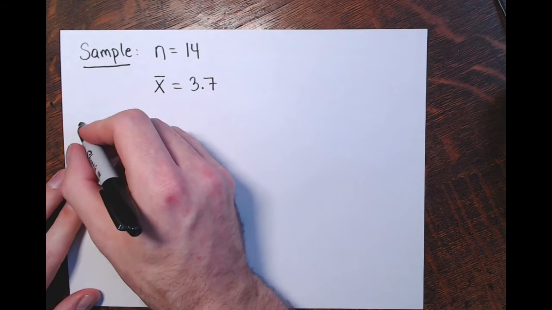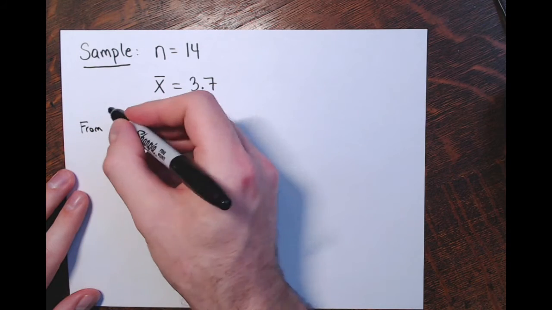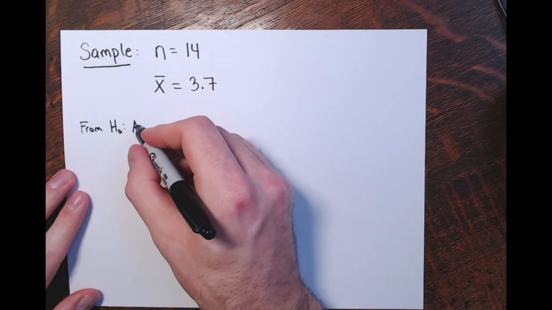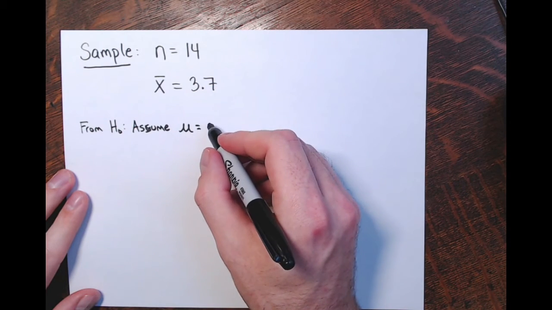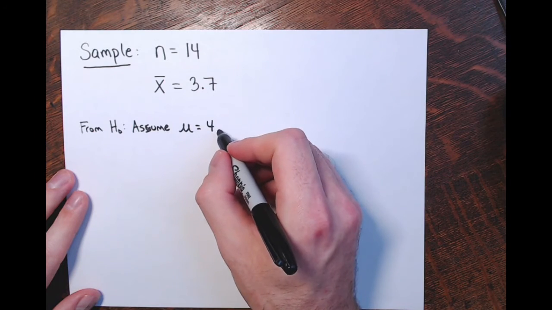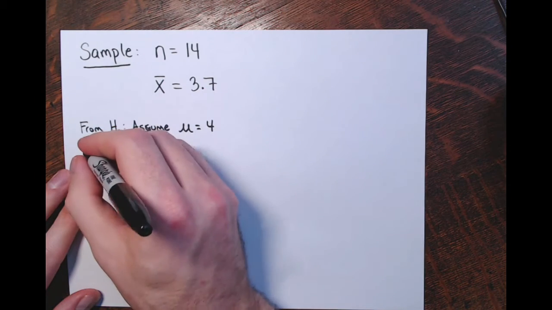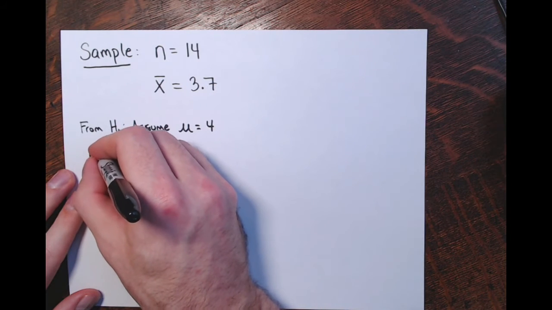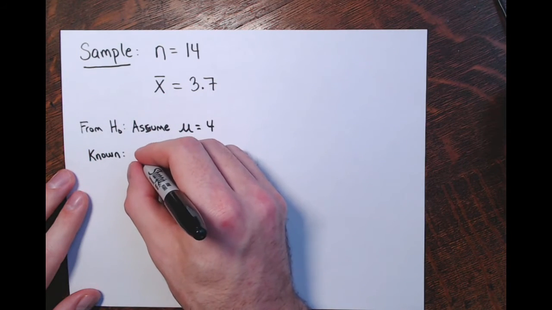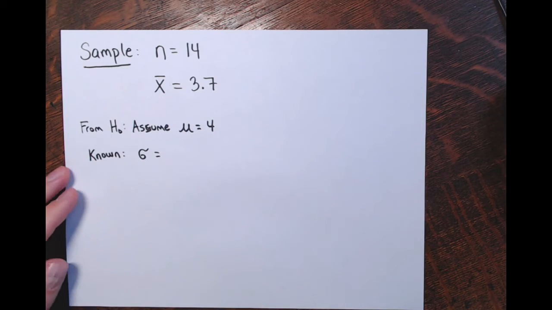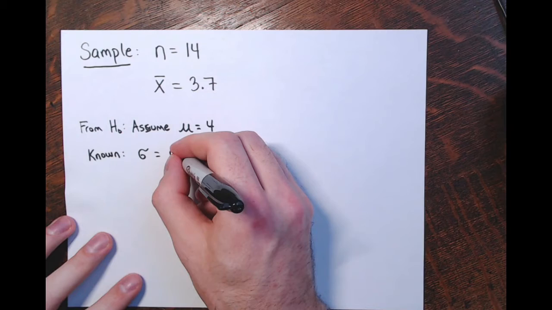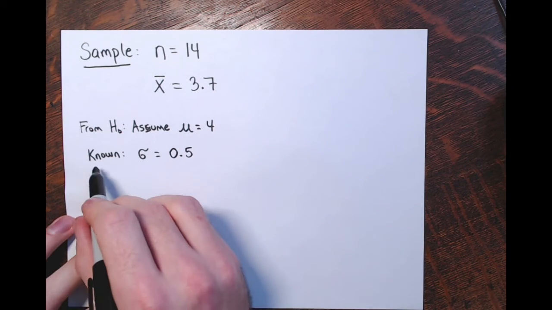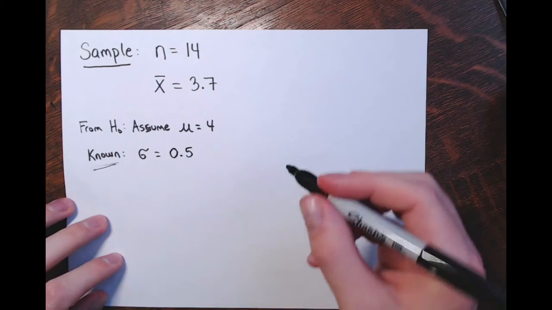Now, remember, from the null hypothesis, we're going to be assuming that the population mean, the mean weight of all her meatballs, is equal to 4 ounces. And something else that is known is the population standard deviation, because in that last sentence, the chef knows from experience that the standard deviation for her meatball weight is half an ounce. So this is known, and if sigma is known, then we know the following.